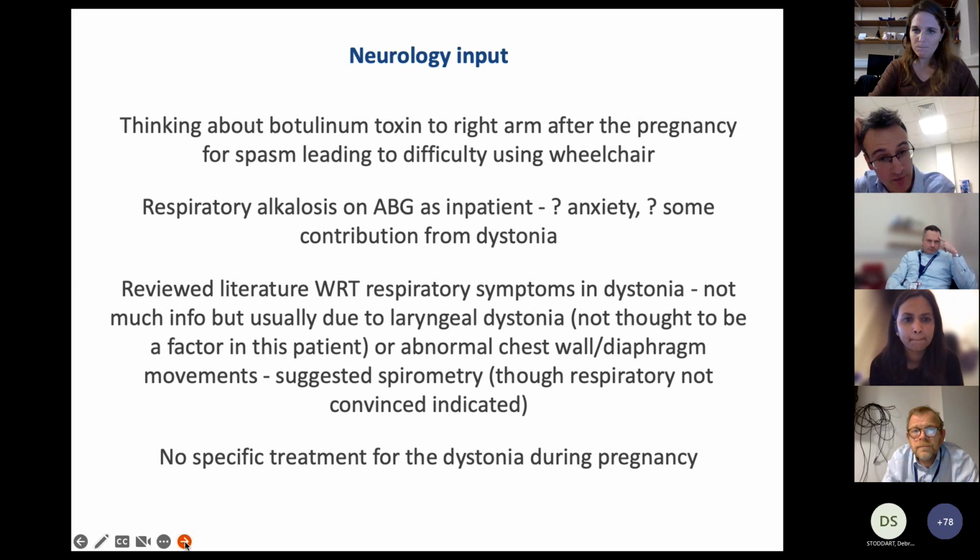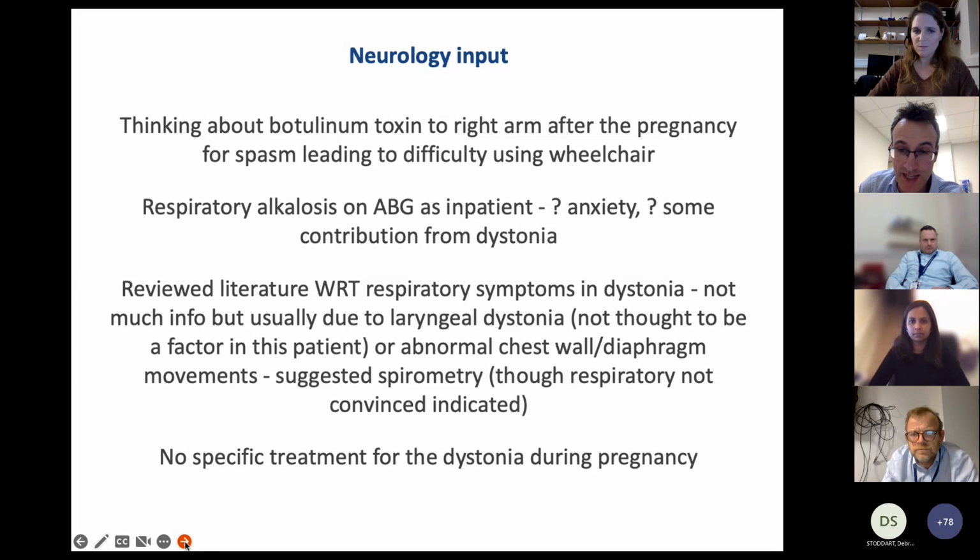So there was some neurology input, just to add to that. They mentioned they've been thinking about some botulinum toxin to her right arm after pregnancy because of some spasm, meaning she was finding it challenging to use her wheelchair. She had an ABG and had a respiratory alkalosis.